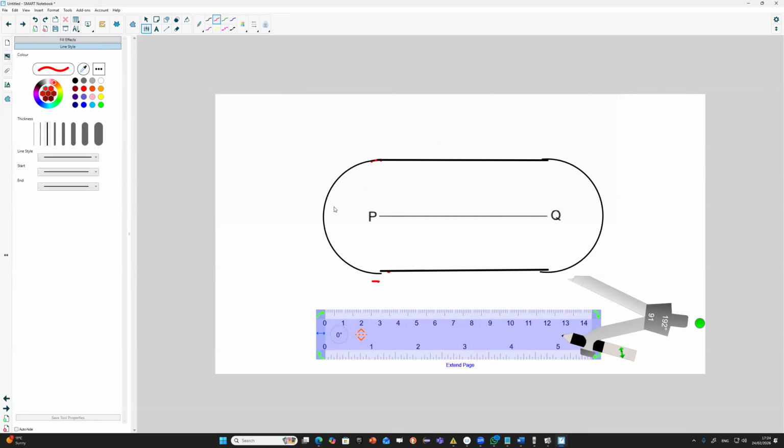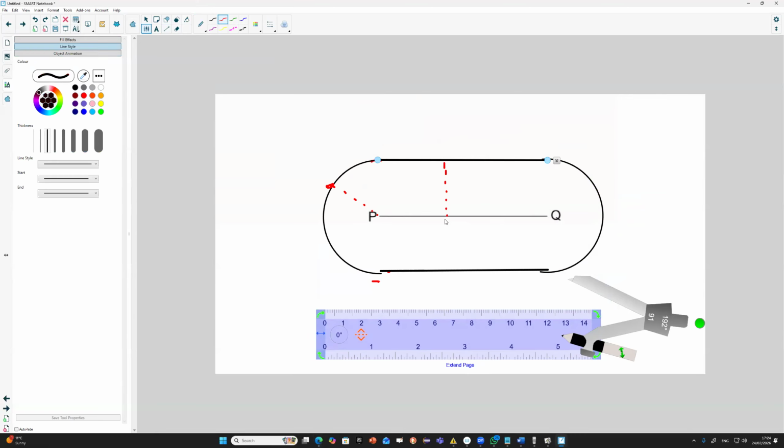Because if I'm on that line, if I'm here, I'm 3 centimeters from P, and that is technically a line PQ as well. So I'm 3 centimeters from the line PQ there. If I'm here, I'm 3 centimeters from the line PQ wherever I am. Does that sort of make sense there? Brilliant. So we'll look at some other ones.